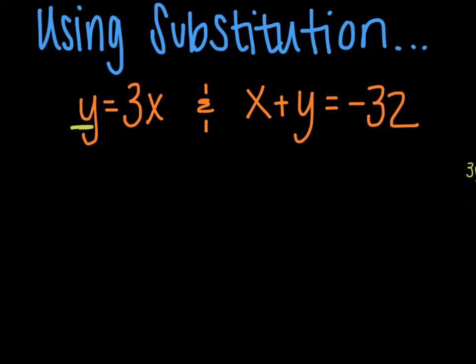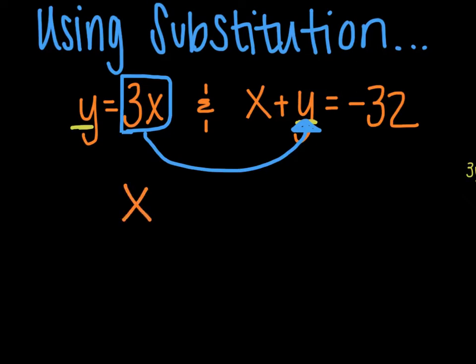So here we have a y, here we have a y. What you're going to do is take that expression, what y is equal, it is the same thing as 3x. You're going to put it in the same spot for y. You're substituting it in. So it's the same thing, it just looks different. And so you will be left with x plus 3x equals negative 32.